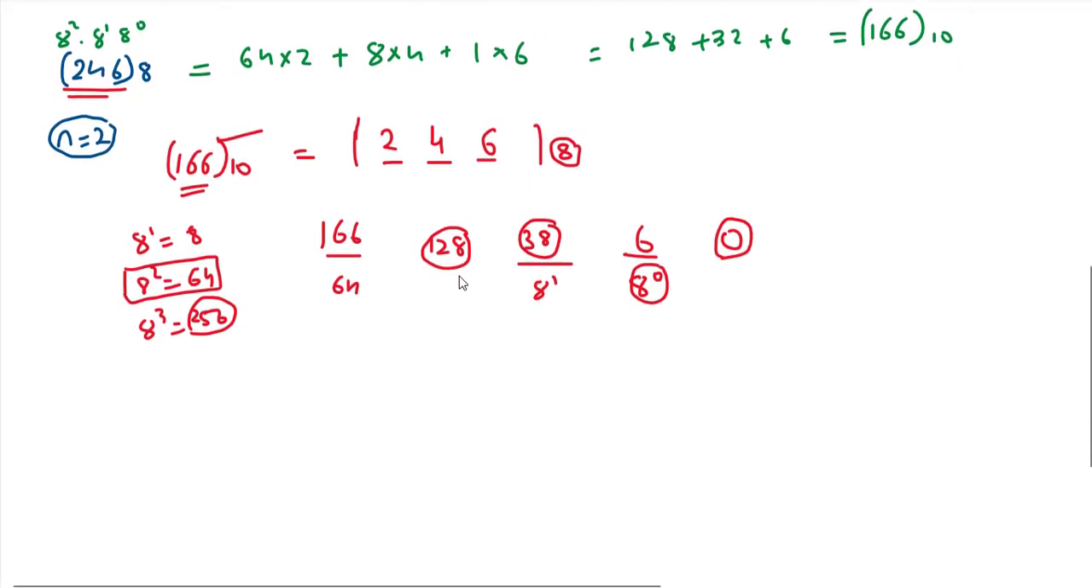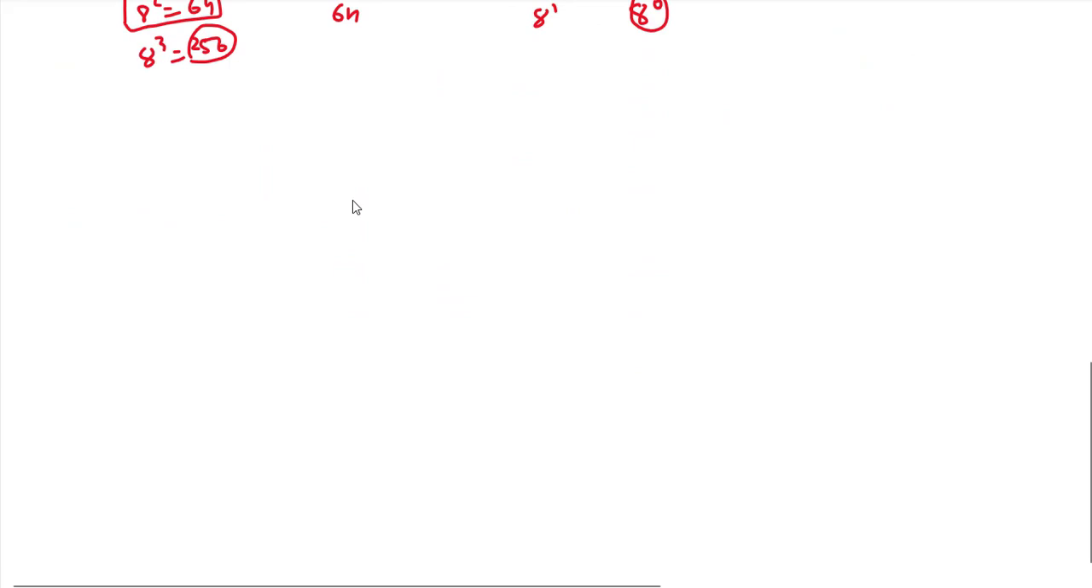Let us now take another example in which we will convert a number from binary system into decimal system and from decimal system to binary system. So let us take this example: 101101001. This number is in base 2 and we want to find what is its base 10 equivalent.